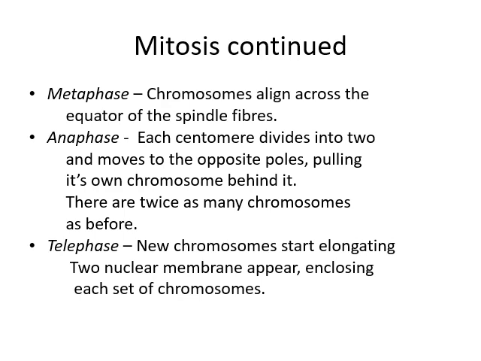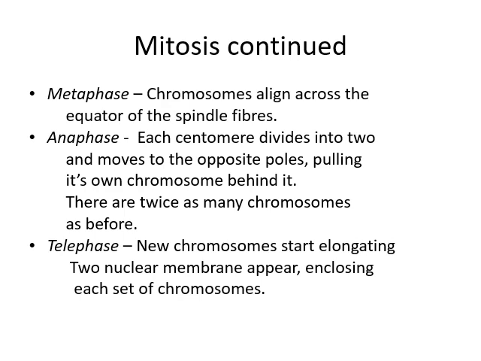So now we're into the metaphase. These chromosomes align across the equator of the spindle fibers. Then, moving into the anaphase, each centromere divides into two and moves to the opposite poles, pulling its own chromosomes behind it. Now there are twice as many chromosomes as before.